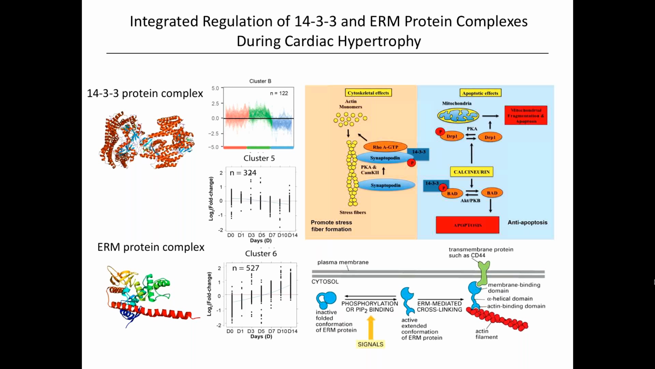So we also looked at the ERM protein complex proteins and saw that their function plays a role in cytoskeleton organization, specifically when the ERM protein is phosphorylated, it becomes inhibited from its ability to bind to the transmembrane protein CD44, and thus inhibits the cytoskeleton organization function.